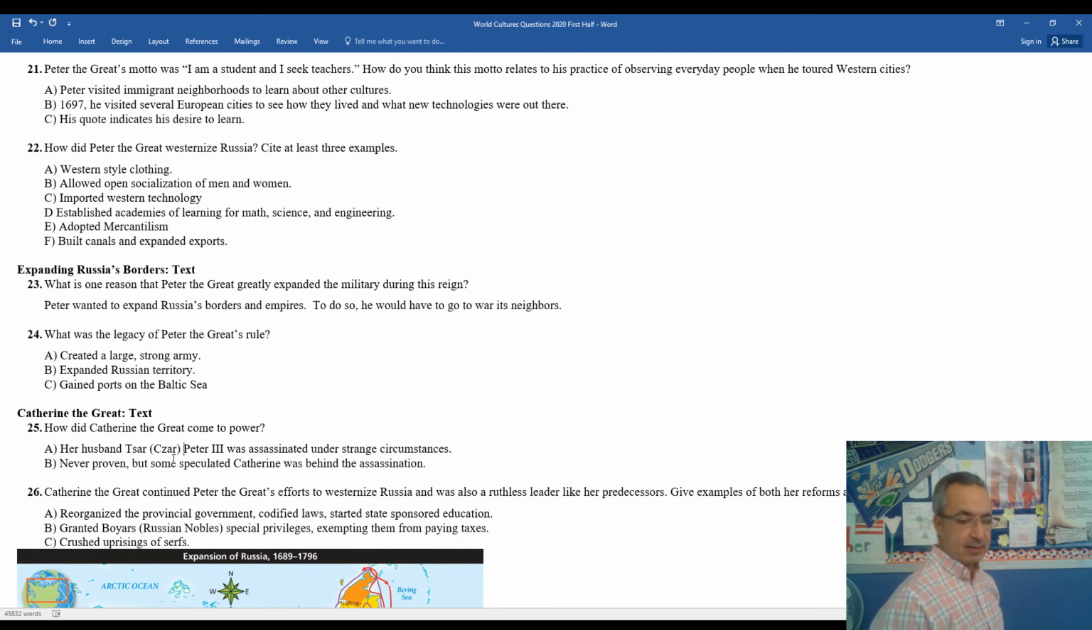Peter III was assassinated, and some people speculated, and they never can prove it, that Catherine was somehow behind the assassination so she could ascend to the position of the emperor or Tsar of Russia. Catherine the Great continued some of Peter the Great's efforts to westernize Russia, but was also a ruthless leader like her predecessors. She reorganized the provincial government, codified laws, started state-sponsored education, and granted the Russian nobility special privileges, exempting them from paying taxes, which is kind of an ongoing theme with some of the leadership in different countries around the world. And any uprisings amongst the serfs, she immediately crushed.